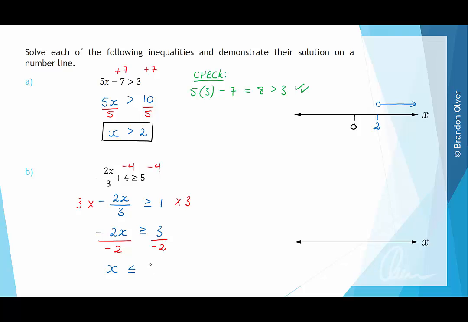And on the right-hand side, we're going to have -3 divided by 2. So that is the solution to the inequality for part B. Next, we're going to represent it on the number line.